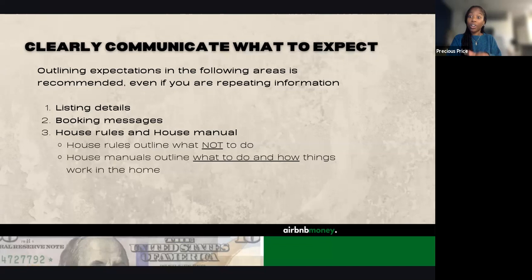Your house rules are nearly a contract for your listing because when they're booking, the guest has to see those listing details, and then it goes to a page where it says, in order to book this listing, you need to accept the house rules. That is them checking a box saying, I have thoroughly read and agreed to the house rules. It's pretty much that contract.